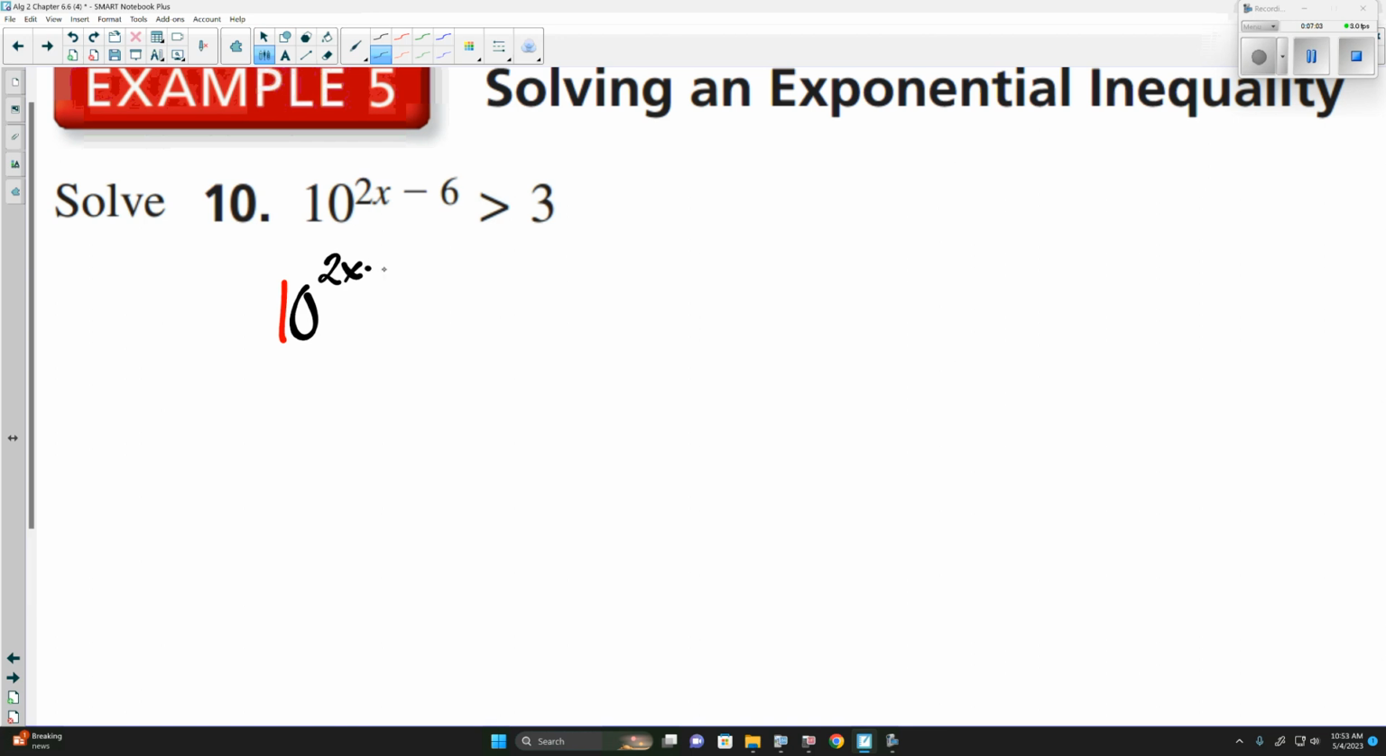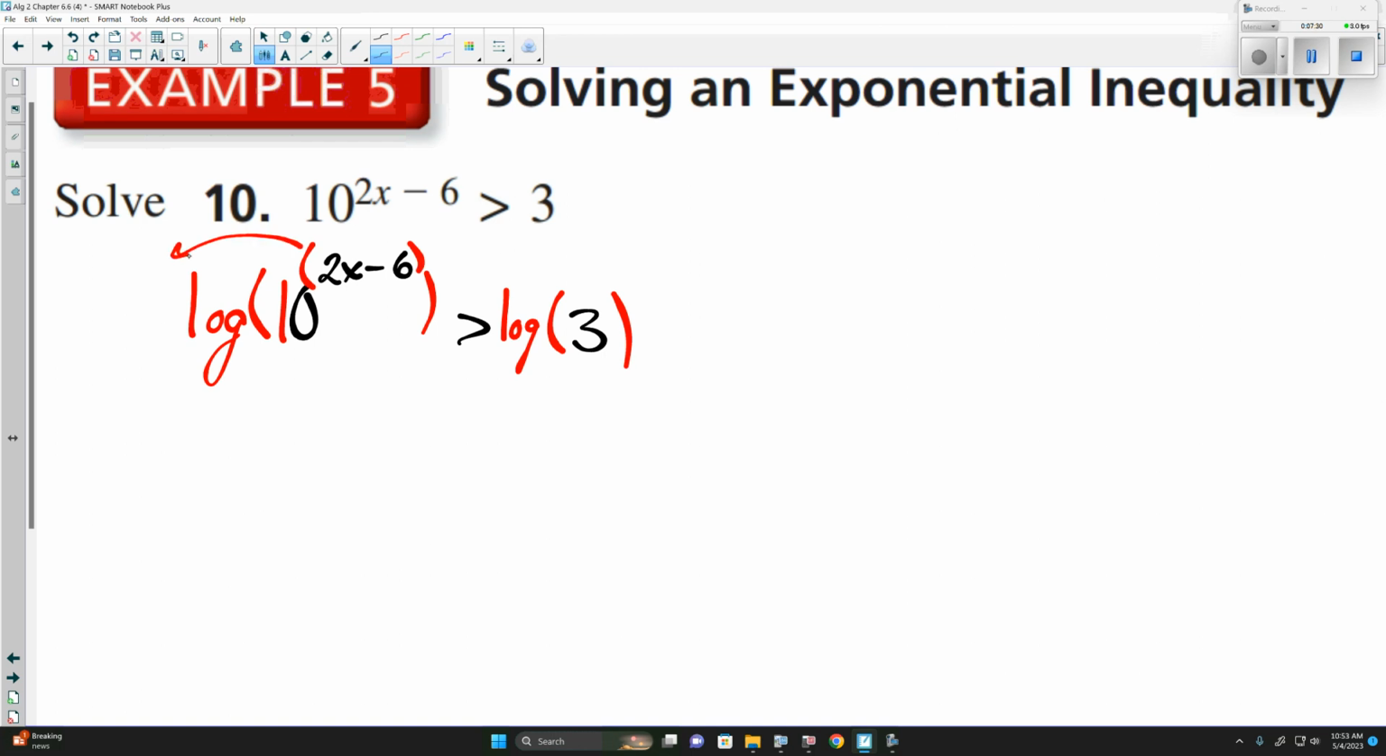Again, it's greater than 3. So this time, what are we going to apply to both sides? Since the base is 10, the logarithm we need is log, because if we don't write a number, the base is understood to be 10. So we can just write it as log.